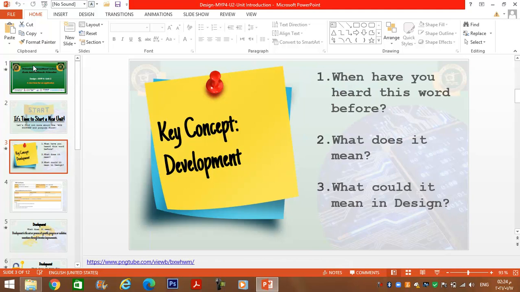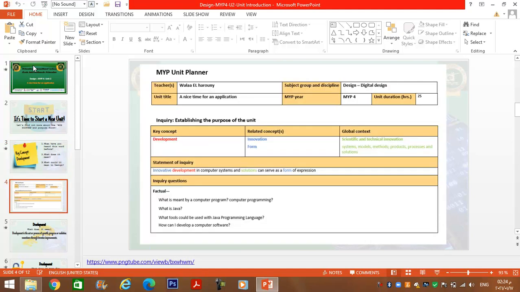It's very important to know what the key concept is. The key concept. Did you hear this word before? What does it mean? What does it mean by development? Especially, what could it mean in design? So this is very important to know. In the MYP Unit Planner, you have to learn all about these concepts.